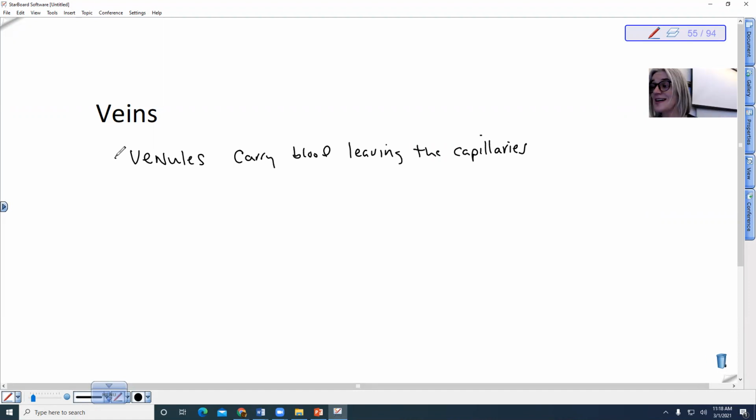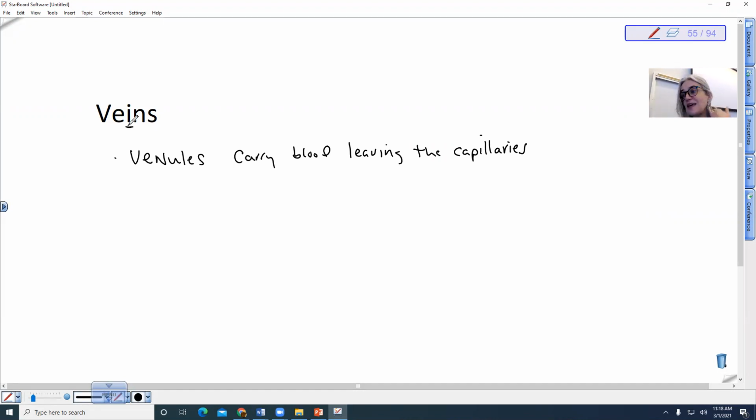Notice that for some reason they got rid of the I. So there is no I in the venules. So those would be kind of just like the arterioles, but because they're small, the venules are going to then combine into larger and larger vessels as blood is transported back to the heart.